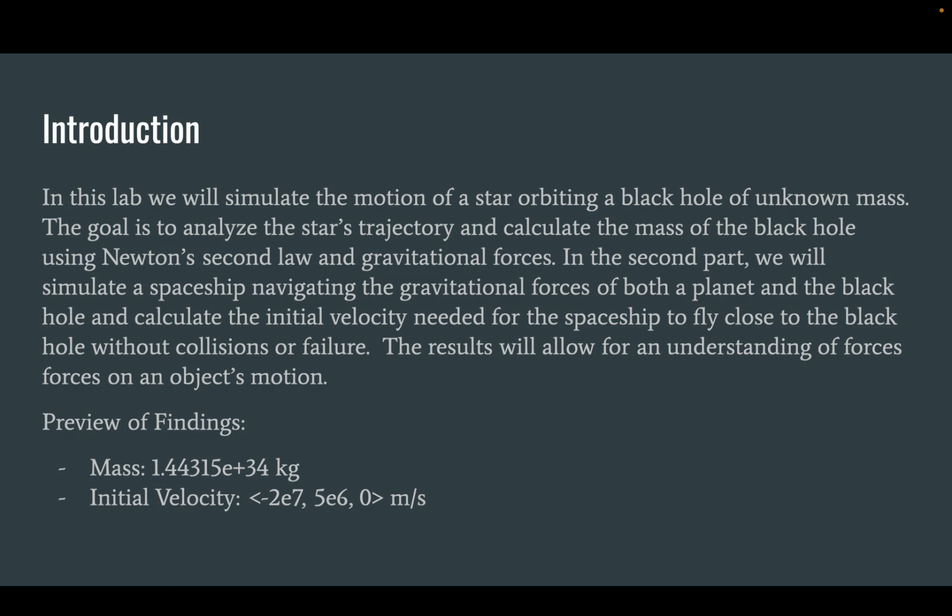We will simulate the motion of a star orbiting a black hole whose mass we don't know, so we can then use these concepts to analyze the star's trajectory and calculate the mass of the black hole. For the second part of the lab, to further understand the effect of forces on an object's motion, we will simulate a spaceship navigating the gravitational forces of both a planet and a black hole. We will then calculate the initial velocity needed for the ship to fly close to the black hole without crashing.